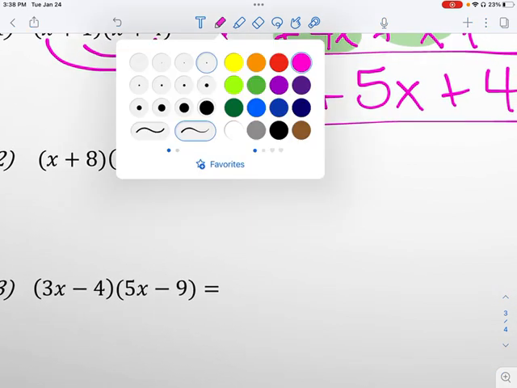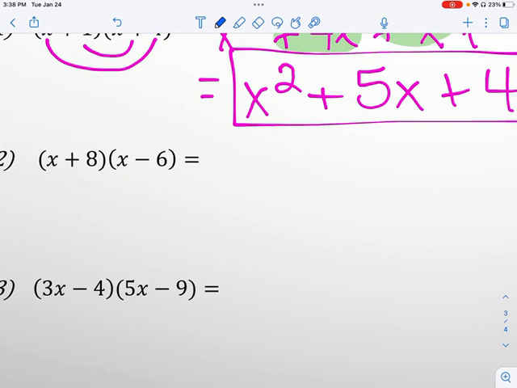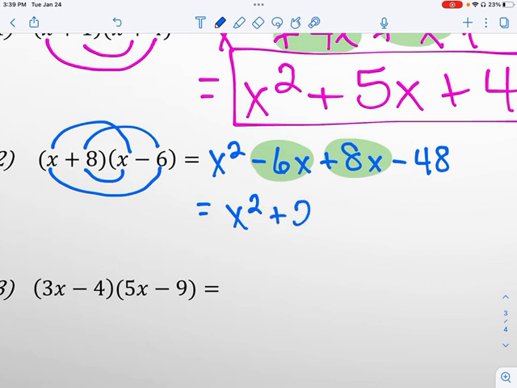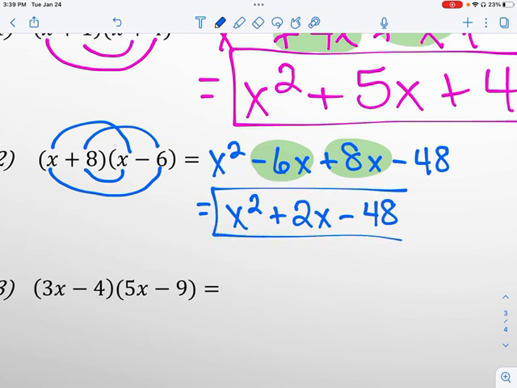Let's try the second one. So we go first times first, x squared. Outside, negative 6x. Inside, 8x. Last, negative 48. We look for our like terms, and we add those together. So we get x squared, negative 6x plus 8x is 2x, and we bring down the negative 48.